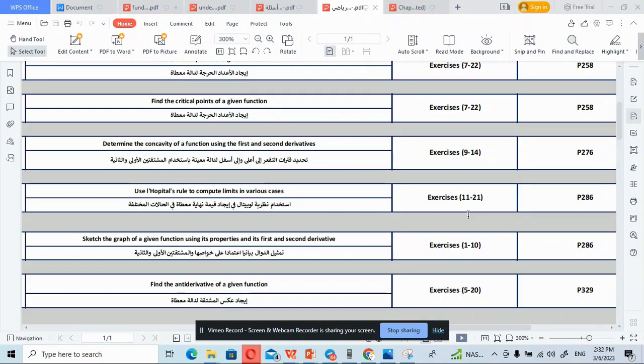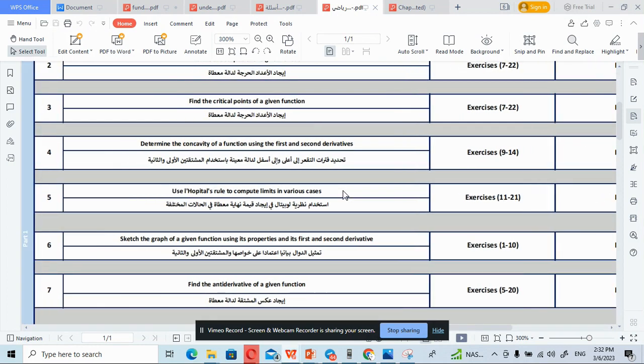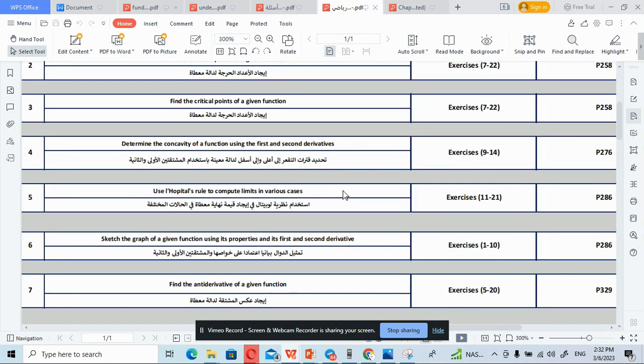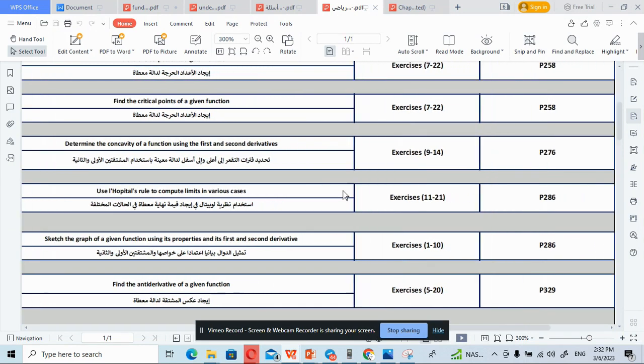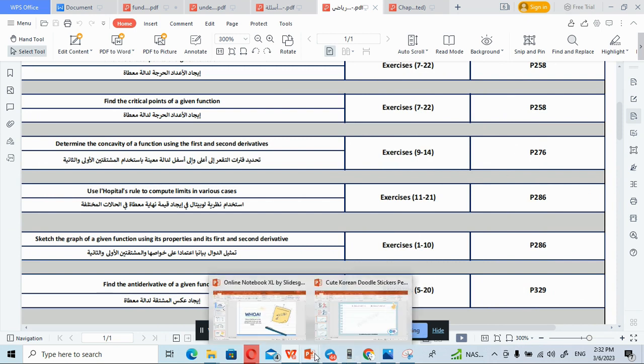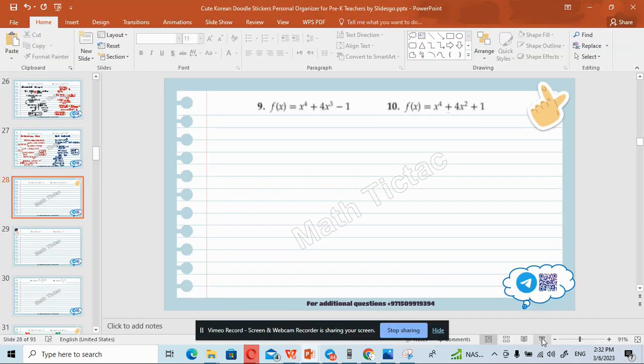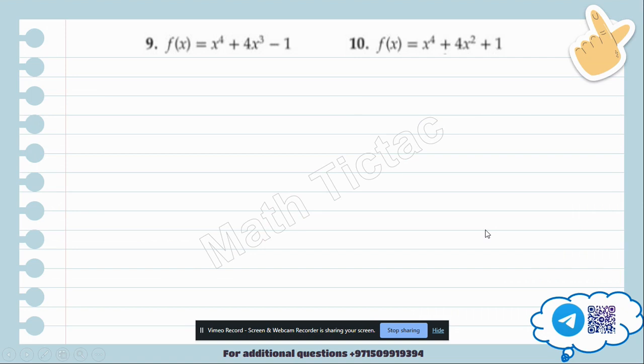Hello again. So moving to the next question, which is over here, as you can see in front of you, we will talk about question 4, which is determining the concavity of the function using the first and the second derivative. Exercises from 9 to 14, page 276 in your book. So let's see how we can solve this question.